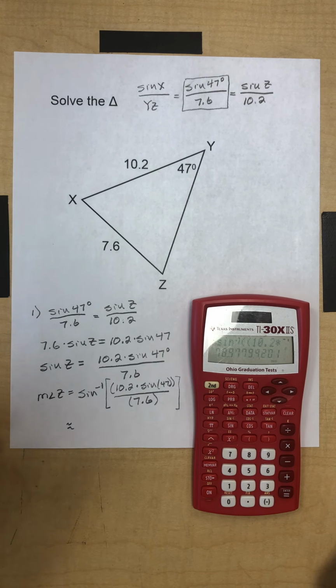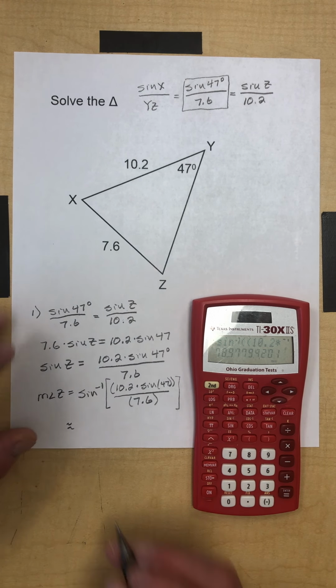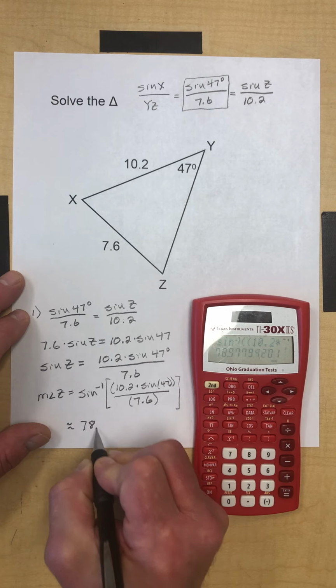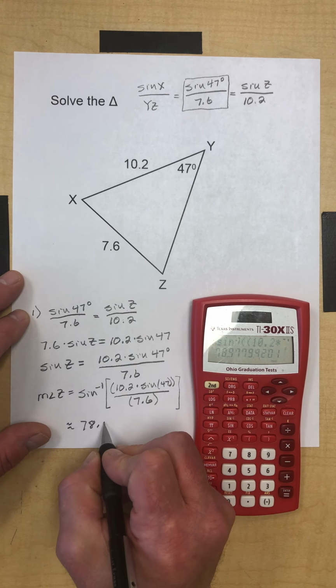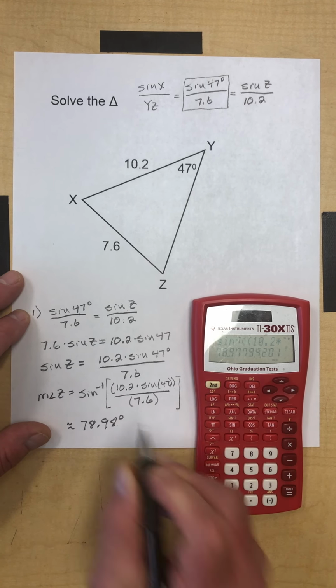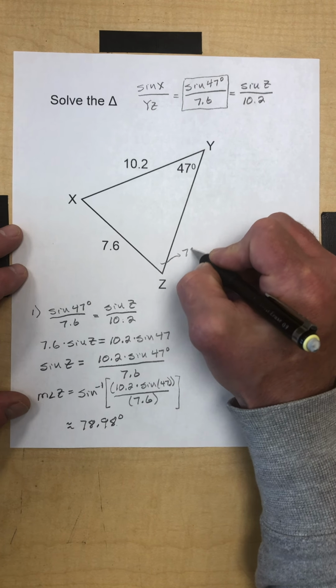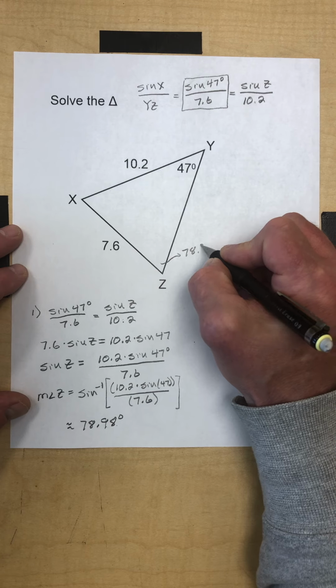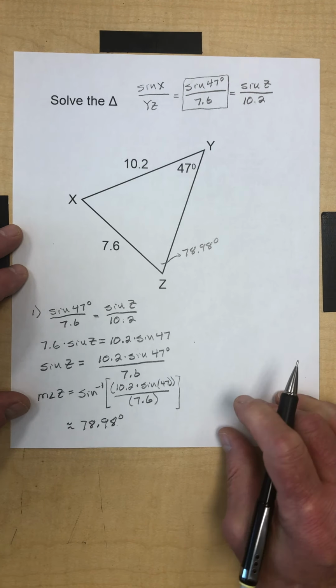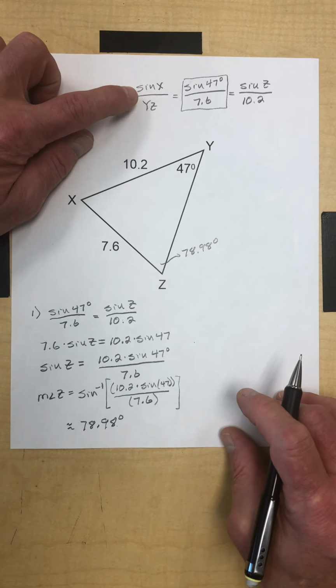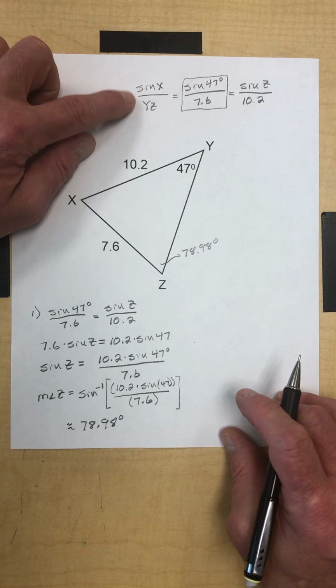And we're getting that, and remember, that's a measure of angle z, that's in degrees, so that would be 78.98 degrees. Okay, so that's the measure of angle z, 78.98 degrees.